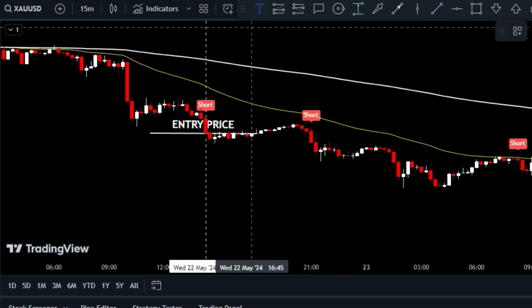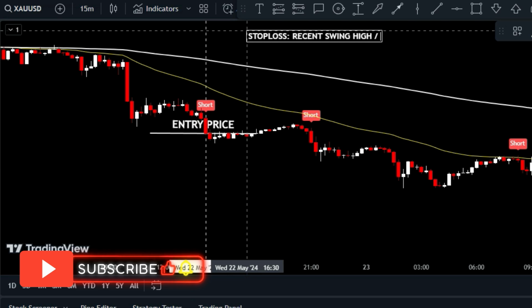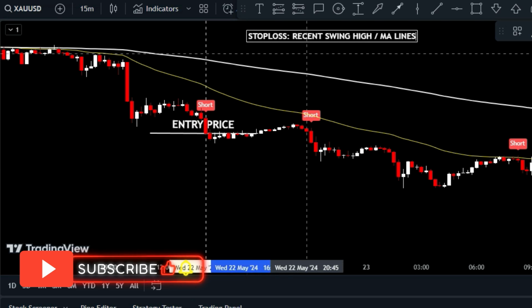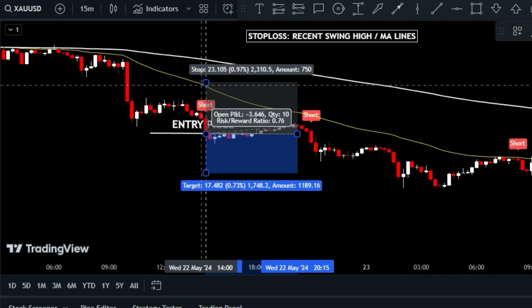And don't forget our risk management strategy. Set a stop loss for your sell trade using the most recent swing high or place it slightly above one of the MA lines. This way you can protect your trade and minimize potential losses.